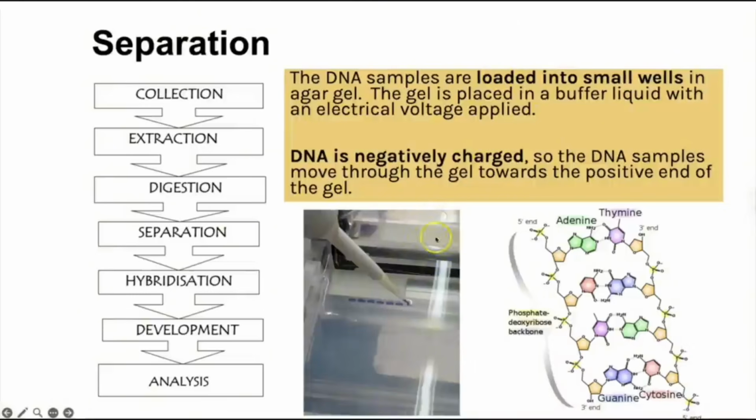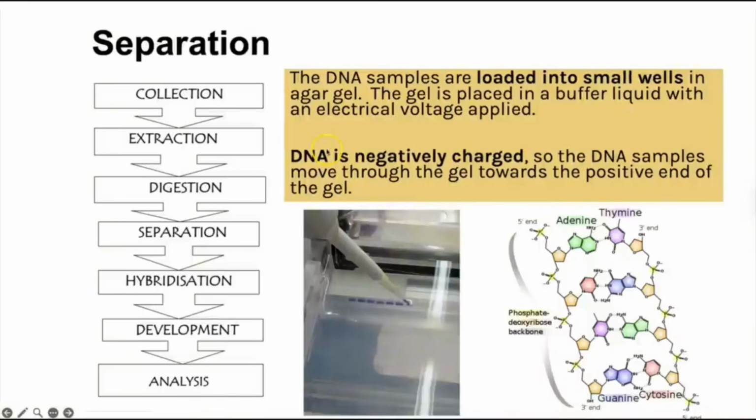The DNA samples are loaded into tiny wells in agar gel. The gel is then placed in a dish which contains a buffered liquid, and an electrical voltage is applied. The DNA, because of the negative charge on the phosphate group, is going to be attracted to the positive end, and therefore the DNA is going to move towards this positive end through the gel.